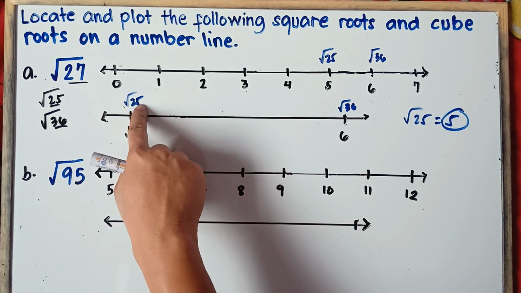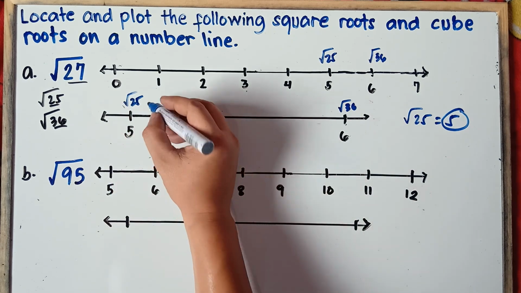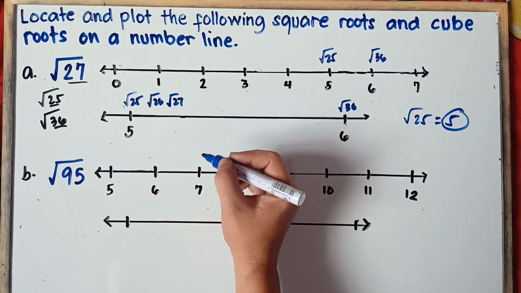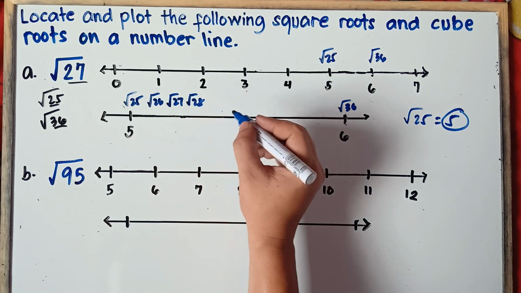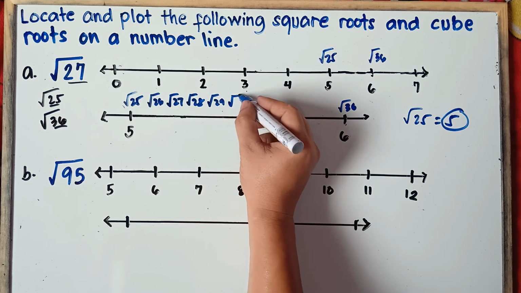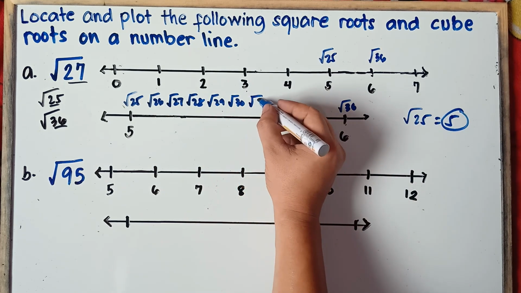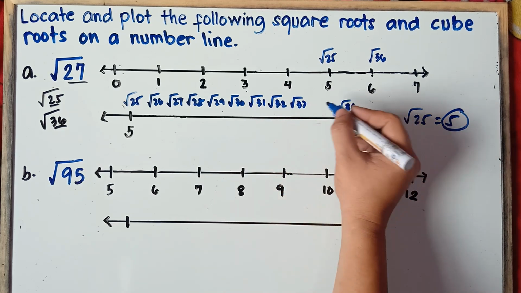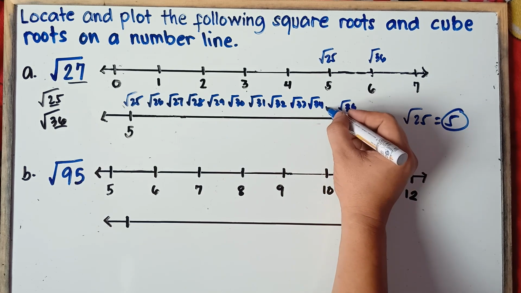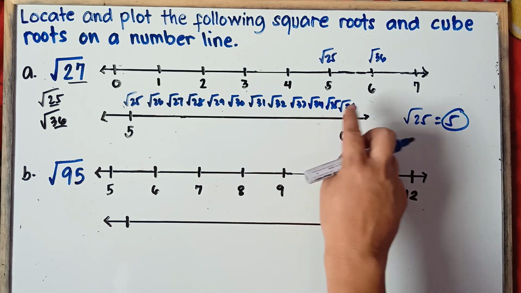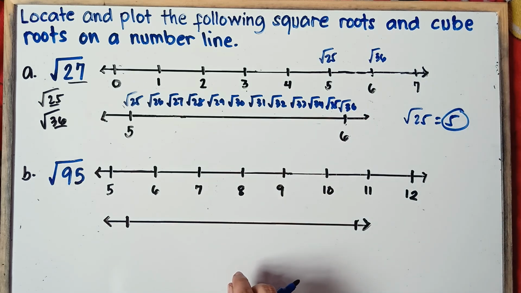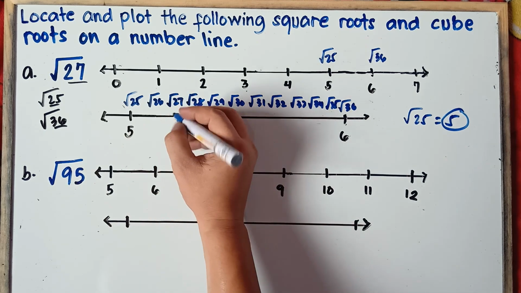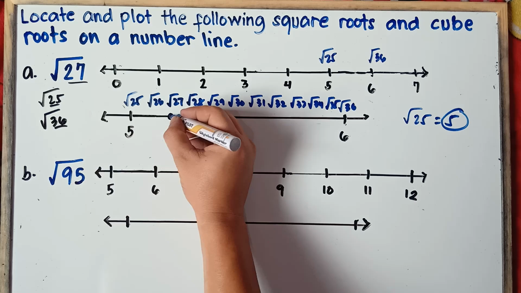Therefore, after square root of 25, the next number will be square root of 26. Next will be square root of 27, square root of 28, square root of 29, square root of 30, square root of 31, square root of 32, square root of 33, square root of 34, square root of 35, and then next will be square root of 36. So as you can see, because the square root of 27 is near 5. Once again, this is square root of 27, which is near 5.